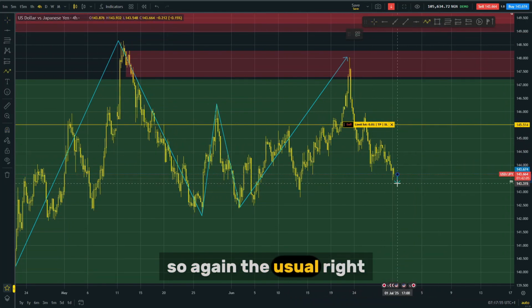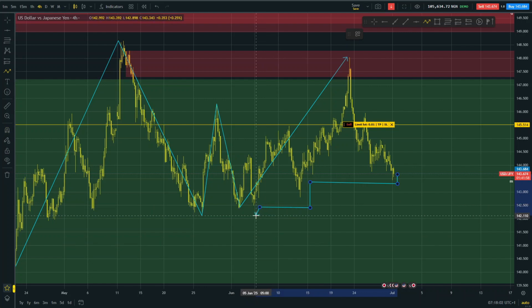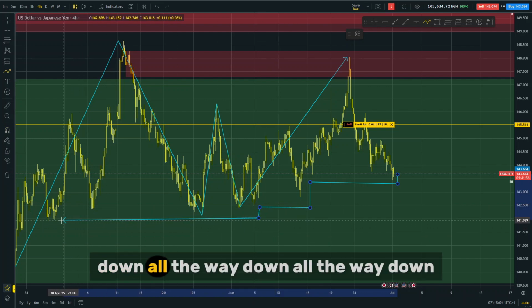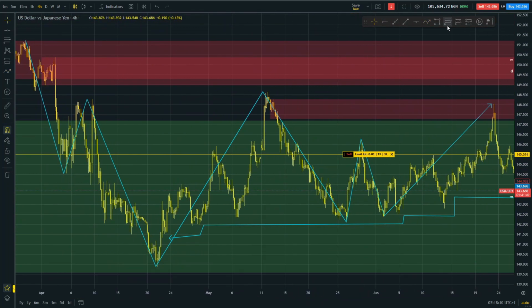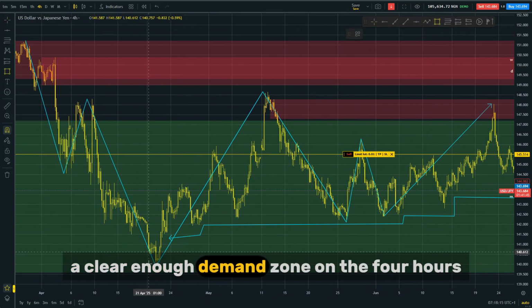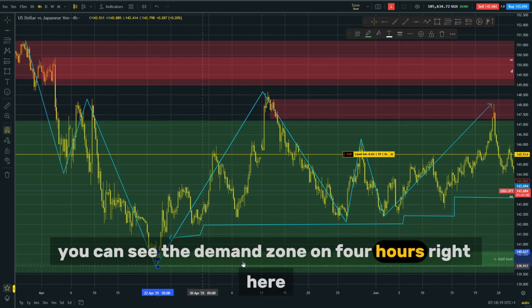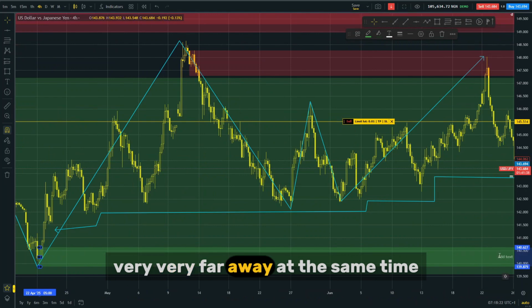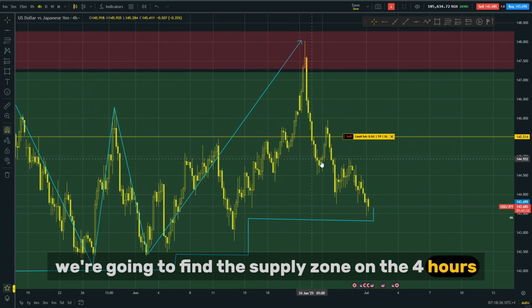So again, the usual. We're going to go straight down here, all the way down. I think I found one right there. So right here is where we find a clear enough demand zone on the 4 hours. You can see the demand zone on the 4 hours right here, very far away. At the same time, we're going to find the supply zone on the 4 hours.